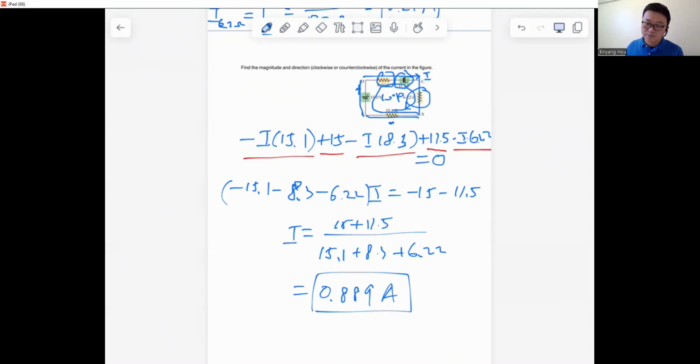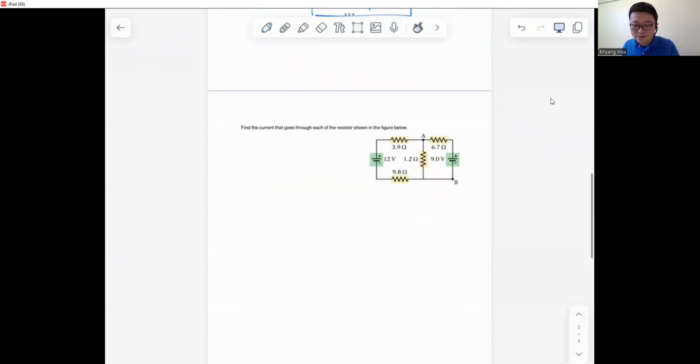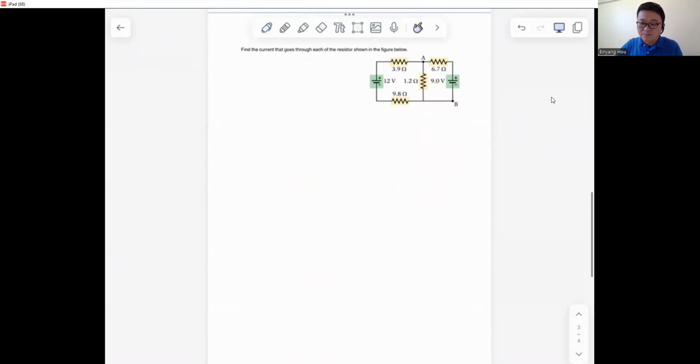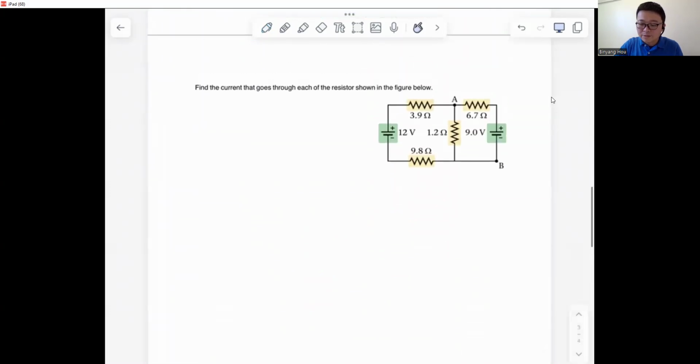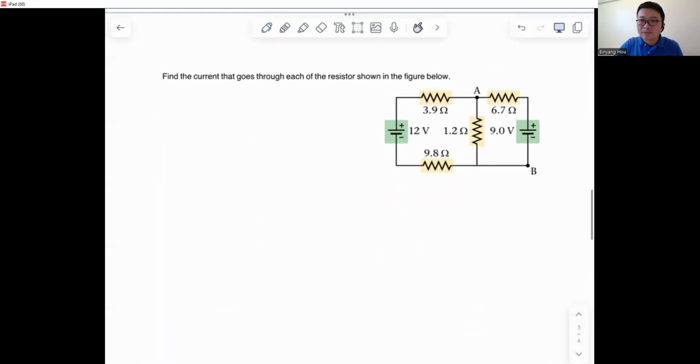All right, so this is one example, the simple one. Now let's take a look at the second example. This one is the one that showed up earlier, a little bit more complicated. Here it says find the current that goes through each of the resistors shown here in the figure.